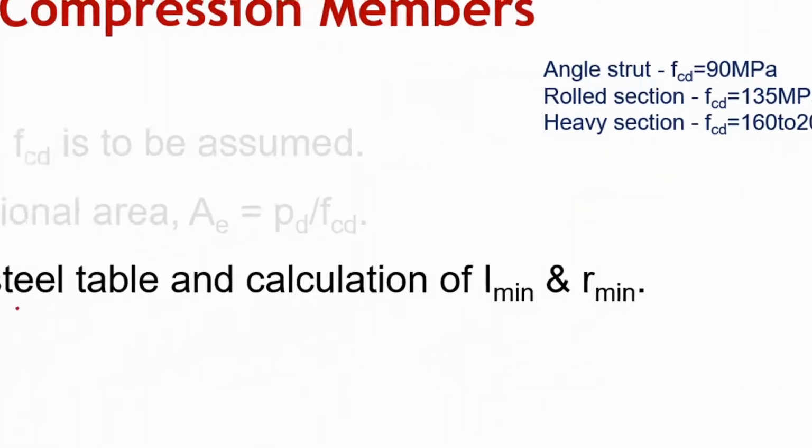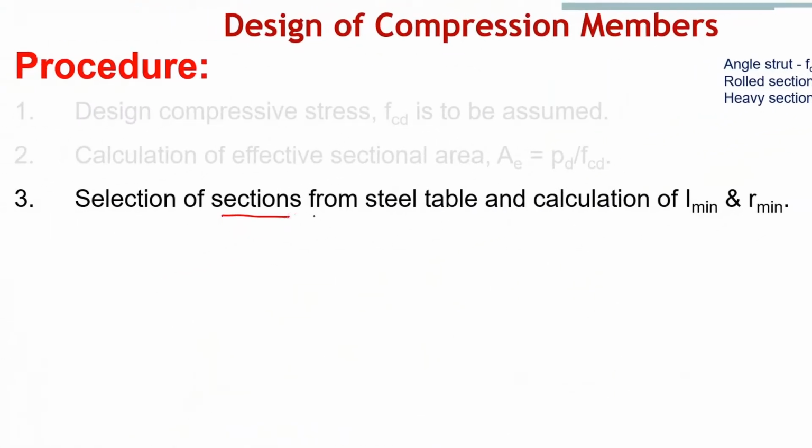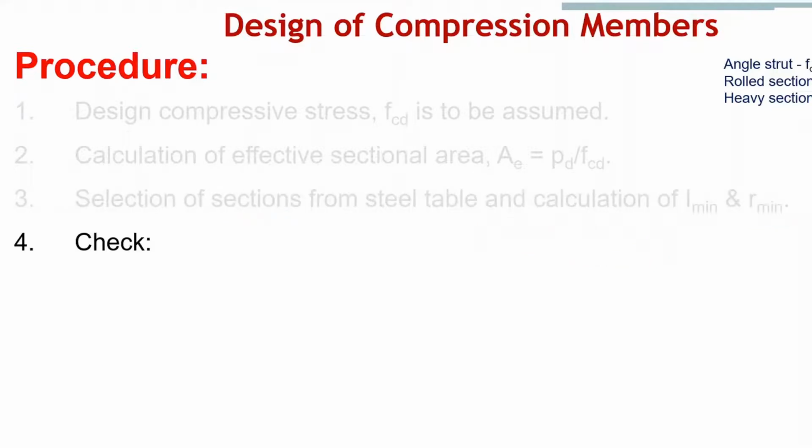Once the section is selected from the steel table, we need to note down all the properties. What is its area? What is the moment of inertia about XX and about YY? Then which one is the least or minimum moment of inertia? Then the minimum radius of gyration. All the data required from the steel table. Okay, the final step is to check the selected section.